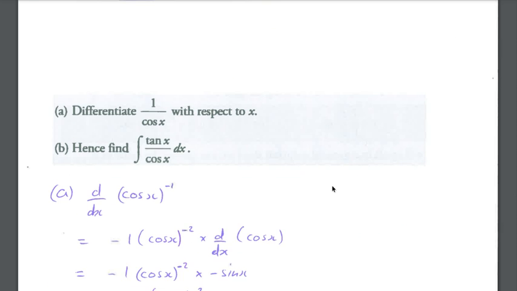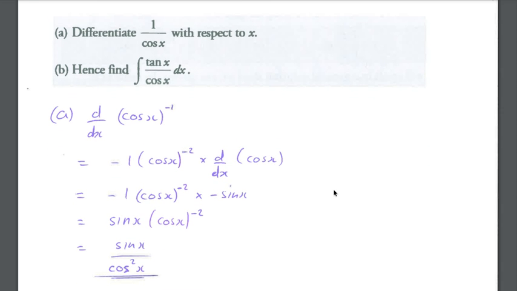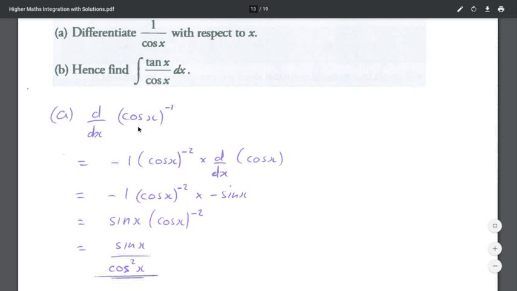And last question, differentiate 1 over cos x with respect to x. We're differentiating again, and then hence find the integral of tan x over cos x. So we need to bring all of cos x up. So cos x to the minus 1, power to the front, reduce the power by 1, multiply by the derivative of that bracket, which will be negative sine x. So we've got negative 1 times negative sine x here. That'll be sine x multiplied by bracket to the negative 2. So that'll be sine x over cos squared x.